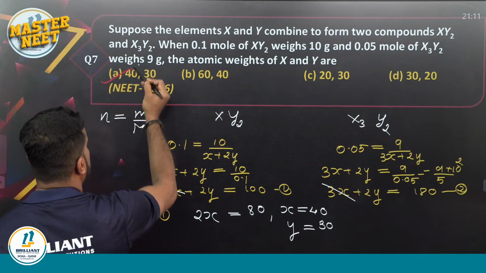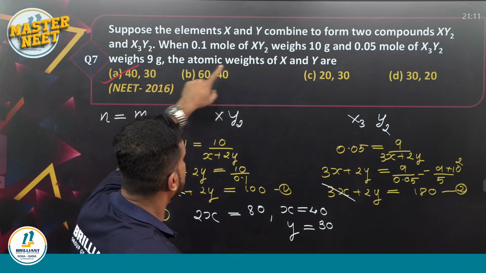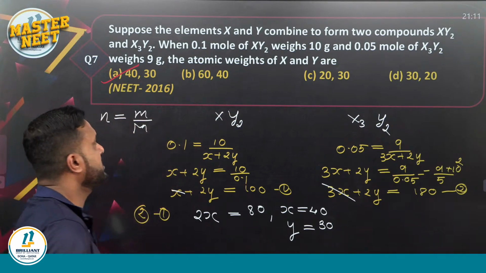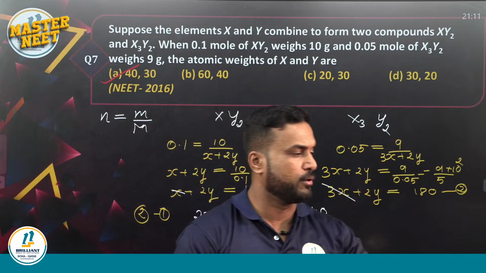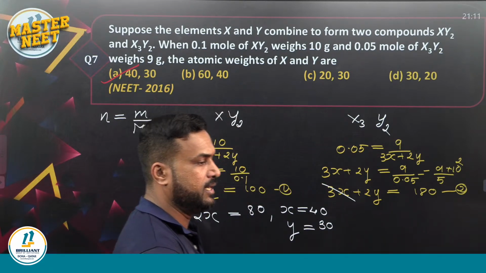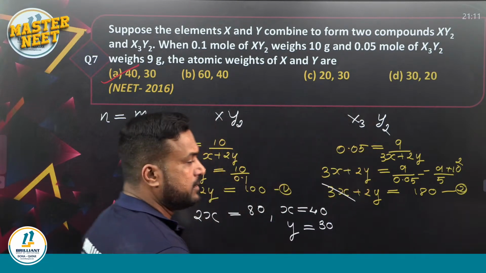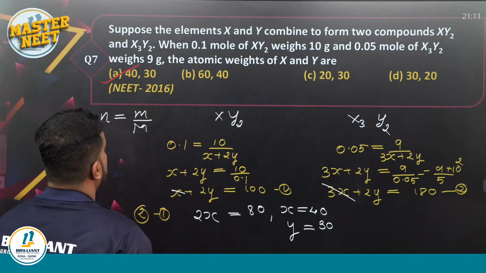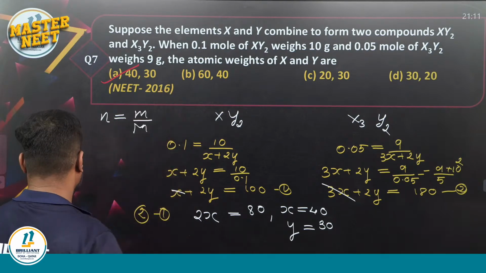So the correct option is the first one, 40, right? X and Y are respectively 40 and 30. So I hope you got the right answer. Yes, good. So the correct answer is 40, 30.